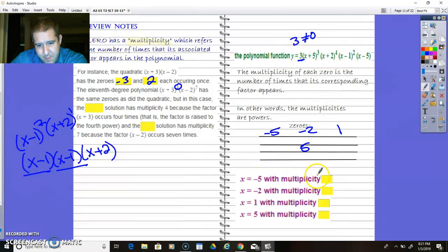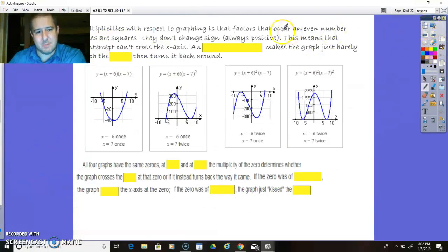So x equals -5 with a multiplicity of 3 because it happened 3 times. -2 happened 4 times, +1 happened twice, and +5 happened once. Because as you can probably clearly see, all I'm doing is using the exponent that goes with that factor. So this is an answer of -5, has an exponent of 3, so that's the multiplicity. That's how many times it occurred.